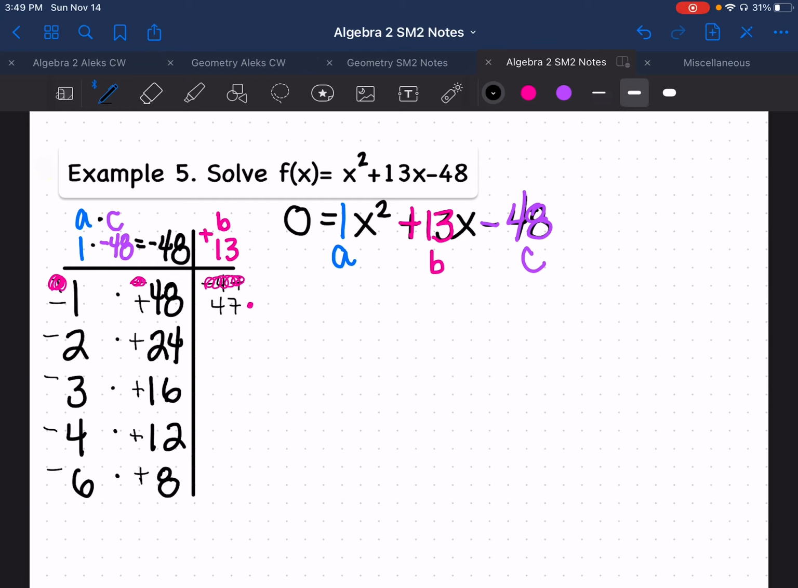Negative 2 plus 24 is 22. Negative 3 plus 16 is 13. Negative 4 plus 12 is 8, and negative 6 plus 8 is 2.